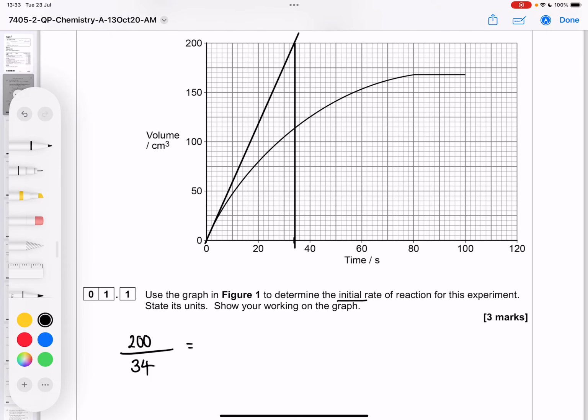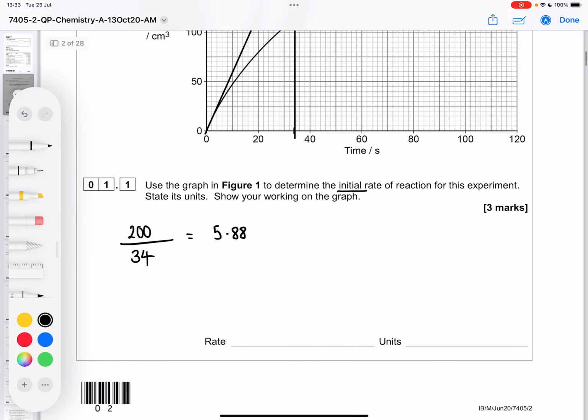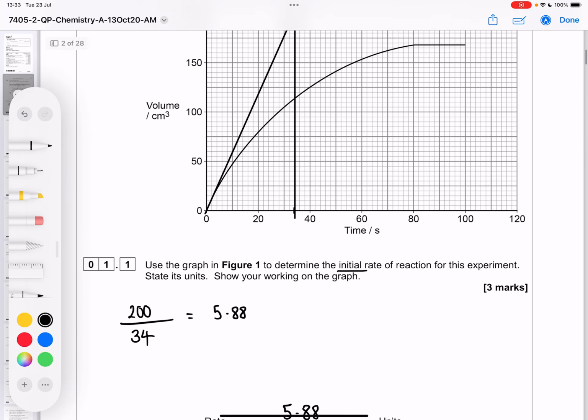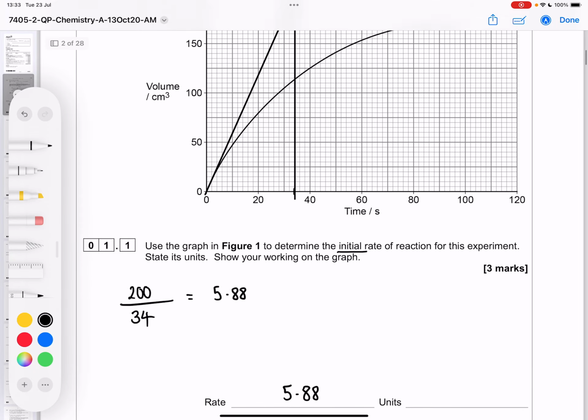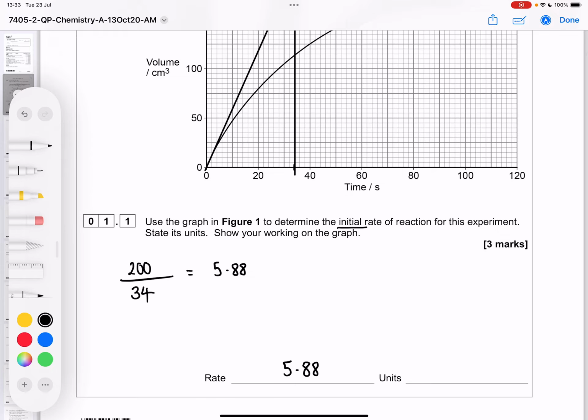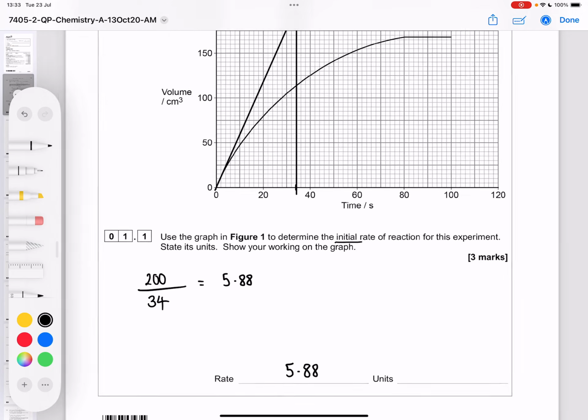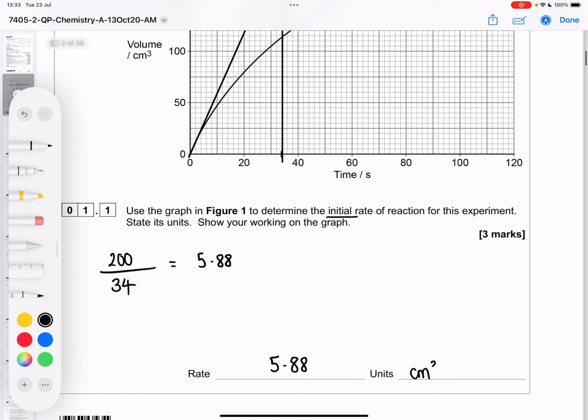So 200 divided by 34 on my calculator is 5.88. Now, for this particular gradient, the exam board accepted anything between 5 and 7 as your rate, based on drawing an appropriate tangent to the curve at time equals 0. The units are going to be the units of the y-axis, centimetres cubed, divided by the units of the x-axis, so centimetres cubed seconds to the -1.